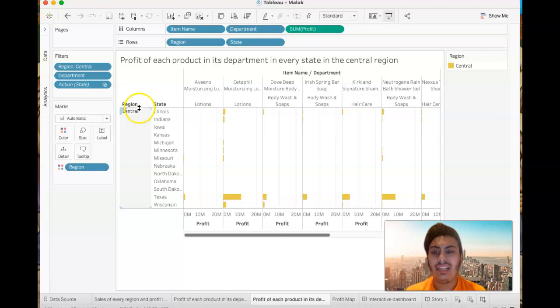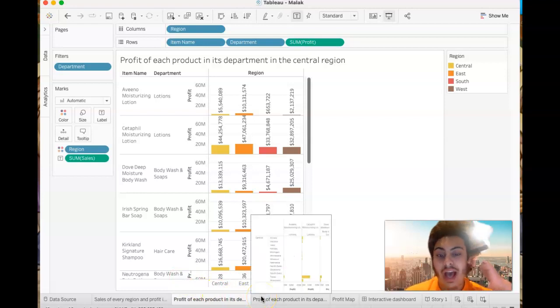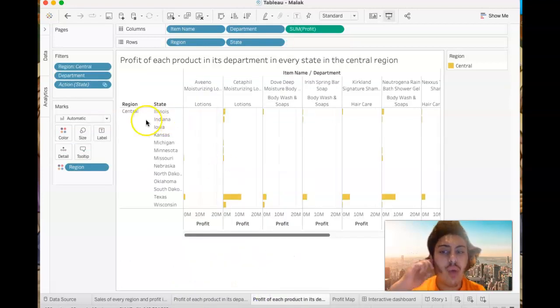Next, after looking at these two worksheets, we see that in one region there's a very high profit. There's a high product activity. So this is why we narrow it in the third worksheet to central. In the central, we narrow it because there's so much profit. On the side, it shows the states only in the central region. And it shows all of the items in each department and the profits on the bottom.